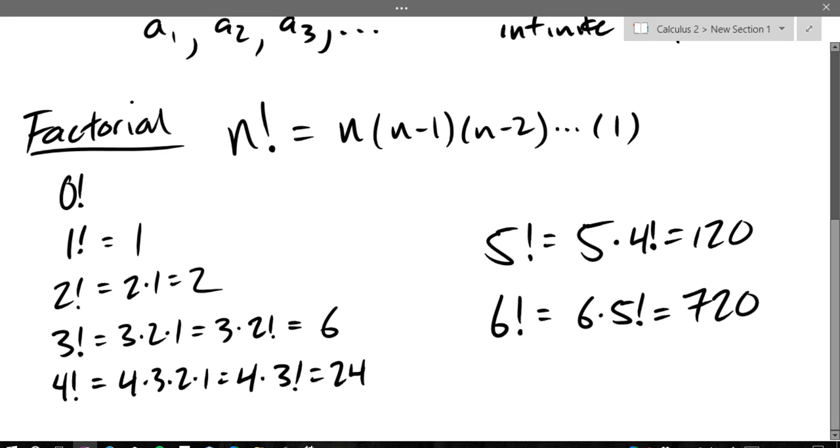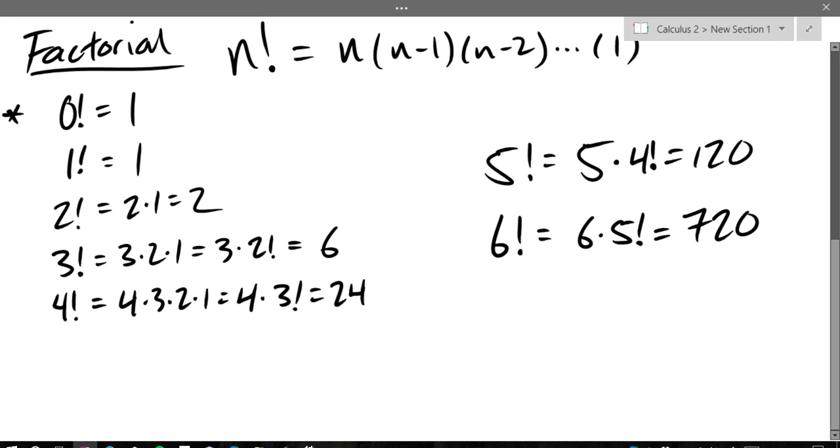There's another special factorial. 0 factorial is defined to be 1. It doesn't really fit the pattern. It wouldn't fit this pattern that I wrote down, but it's just defined to be 1. So 0 factorial is a little bit special. I'll put a little asterisk next to it, so it doesn't fit the pattern of all the other ones right there.